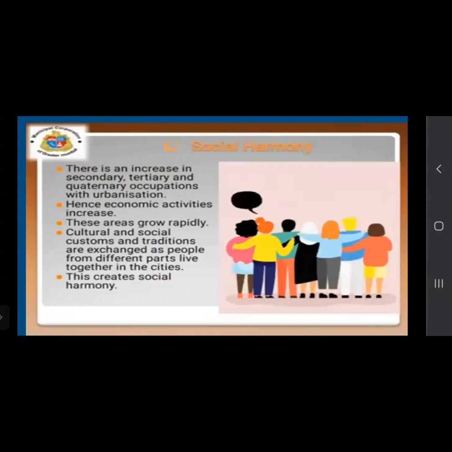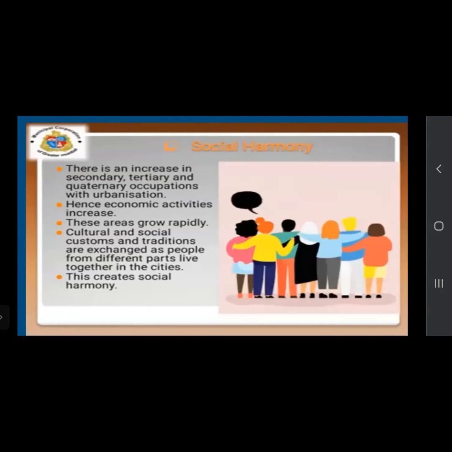Now see, there is an increase in secondary, tertiary and quaternary occupations with urbanization. When there is an increase in urbanization, secondary, tertiary and quaternary occupations are more. Hence economic activities increase. Because economic activities are increasing, these areas grow rapidly.